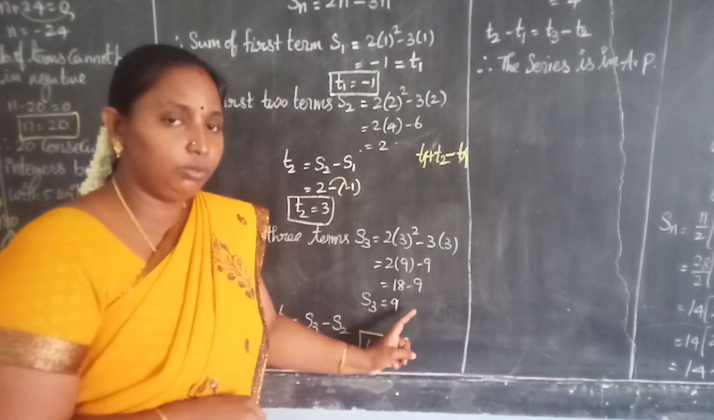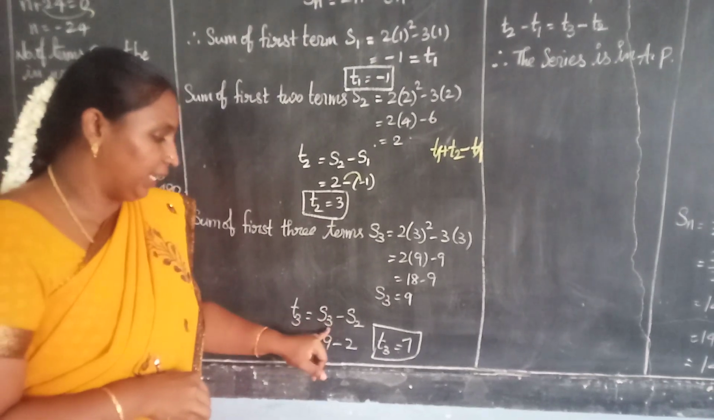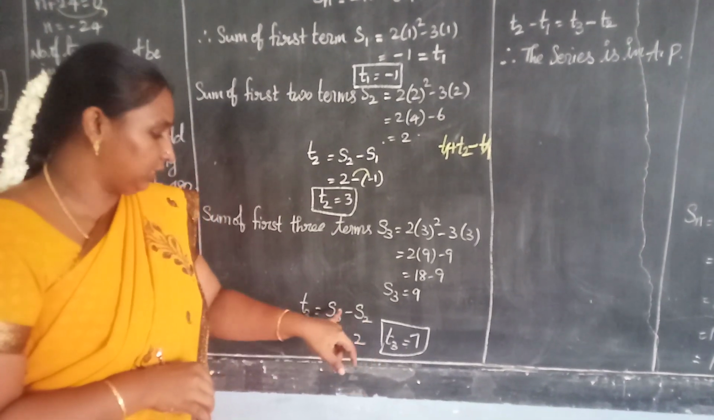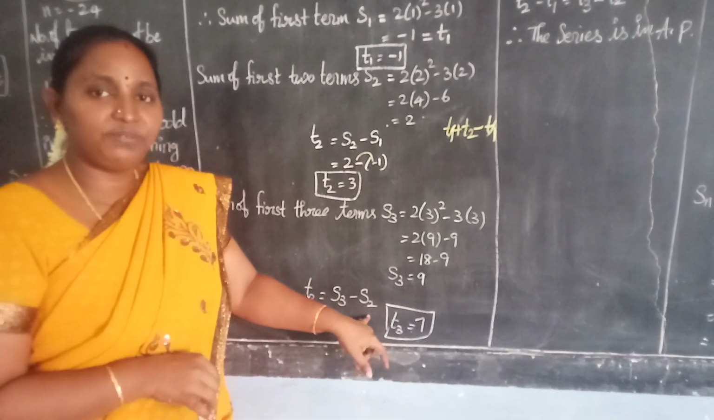S3 equals 9. So how to find T3 now? T3 equals S3 minus S2. That is the sum of the first 3 terms minus the sum of the first 2 terms.